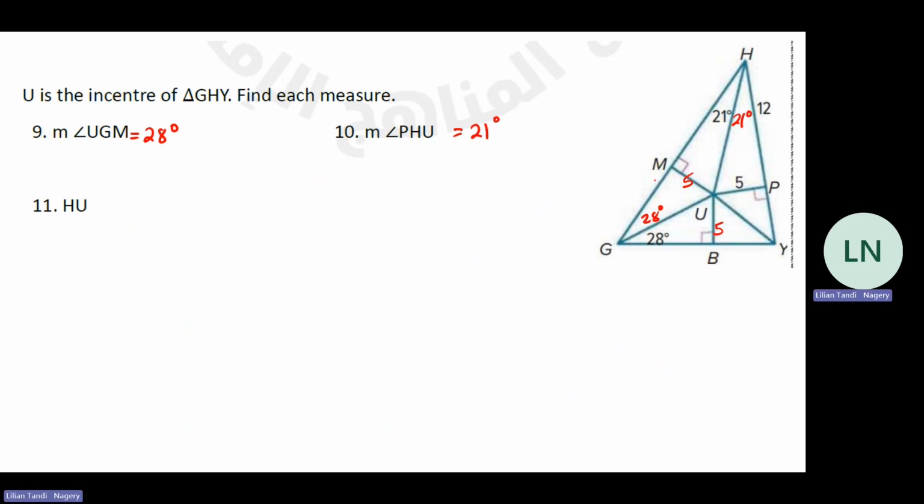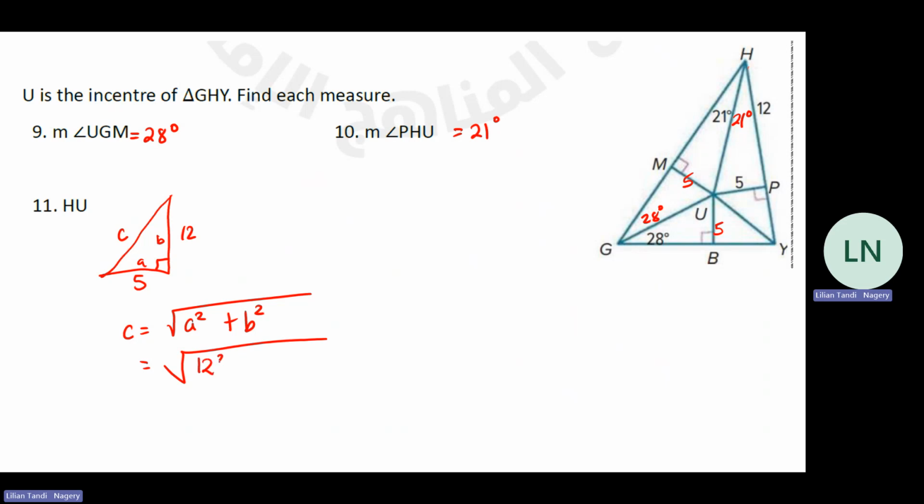And then we want HU. Where is HU? So we have a 90-degree triangle. We have 12 here, and we have 5 here. We have 90 here, so we need to find C. This is our A and our B. C equals the square root of A squared plus B squared, which is the square root of 12 squared plus 5 squared.